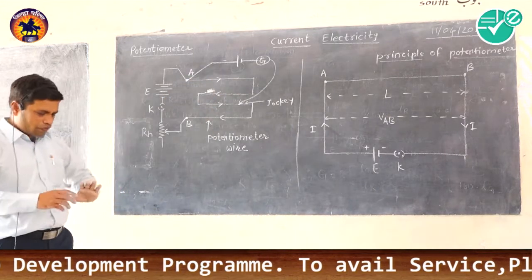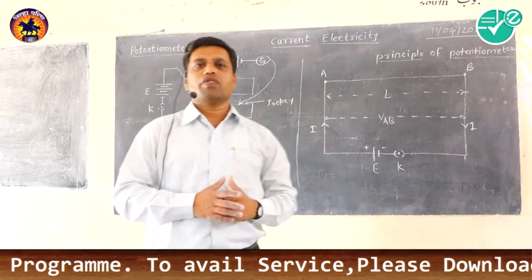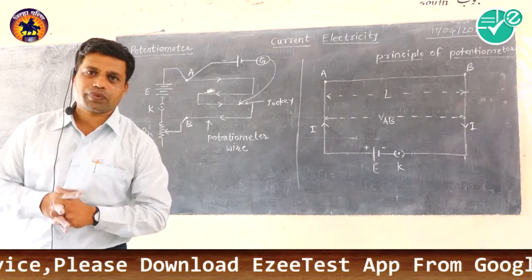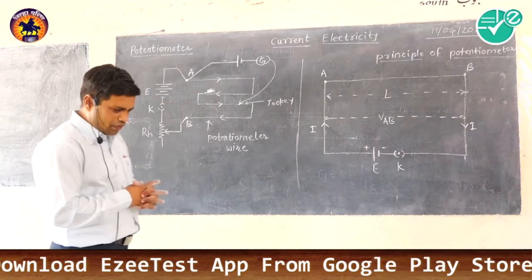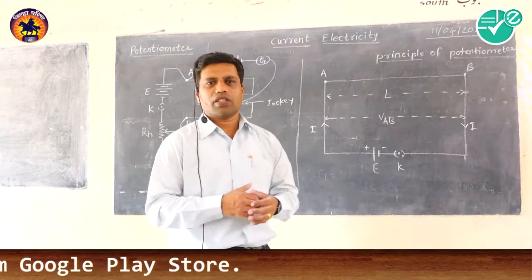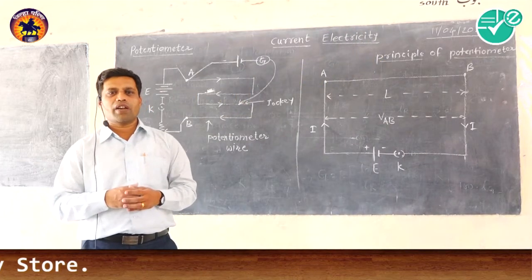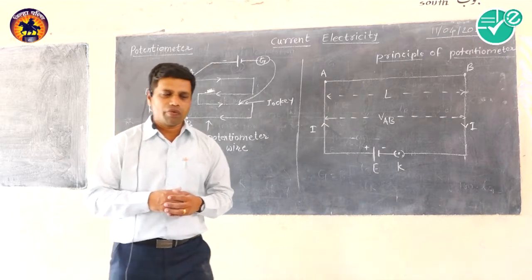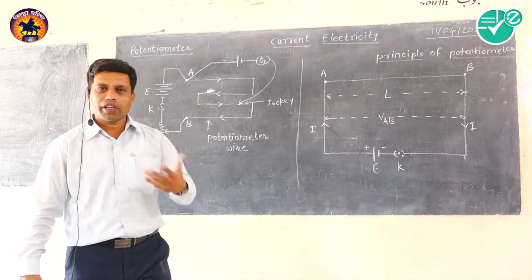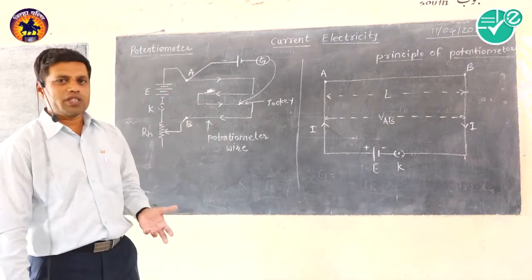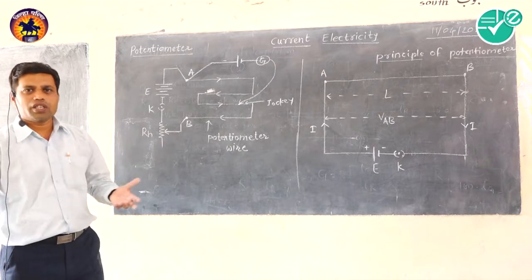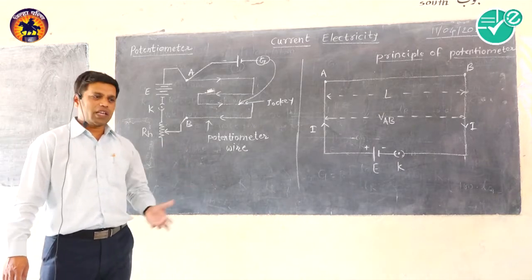But before going to the experimental view, I will tell you what is potentiometer and how it can be used for different purposes. So, potentiometer is a device which is generally used to calculate an unknown EMF of a given cell. Suppose we have made some cell and we do not know the exact EMF of that cell, then with the help of potentiometer you can calculate the EMF of that cell. So, potentiometer is a device which is used to calculate the EMF by comparing standard EMFs.